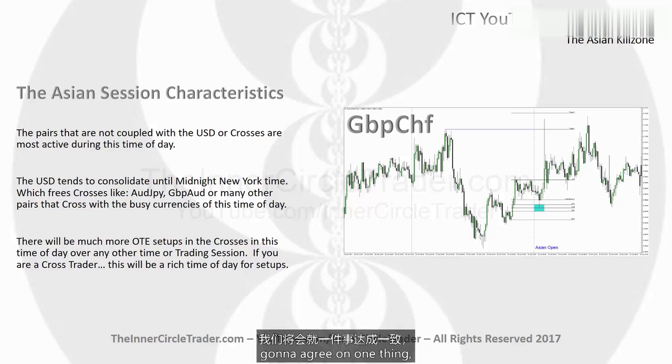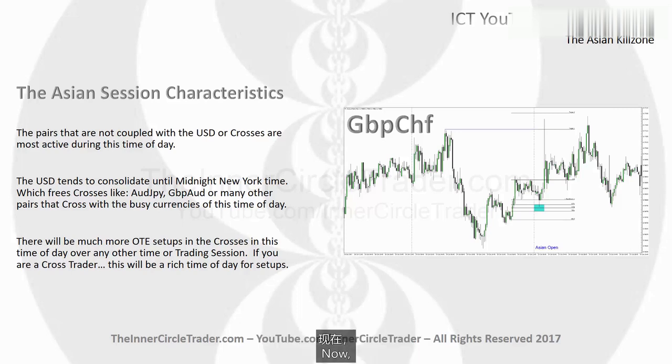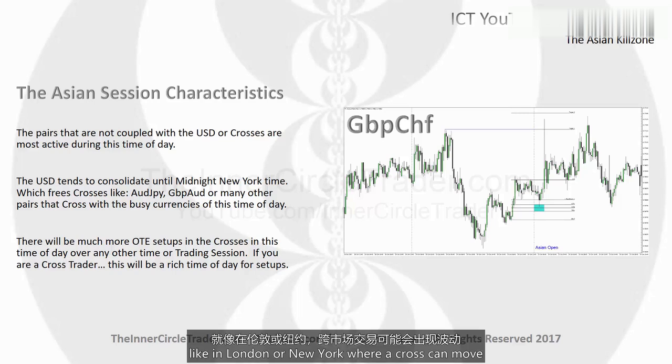Now, I'm going to agree on one thing. We're going to agree that the financial day starts at midnight New York time, because right now the dollar is still the reserve currency, whether you want to accept that or believe it. That's just the way it is. And what I view as the key point of the day is midnight New York time. So if we can look for that small little window of opportunity between the Asian open and midnight, that's a sweet spot for crosses.